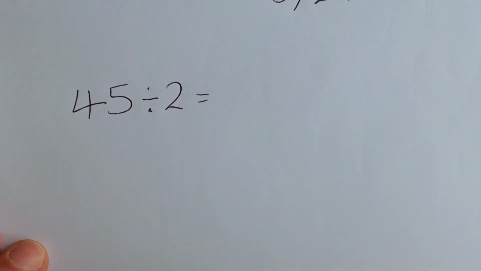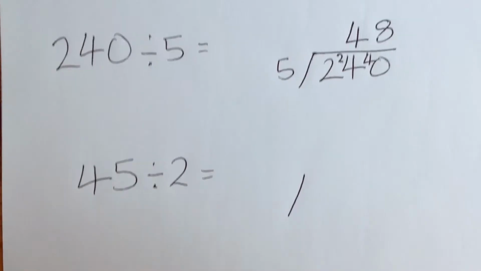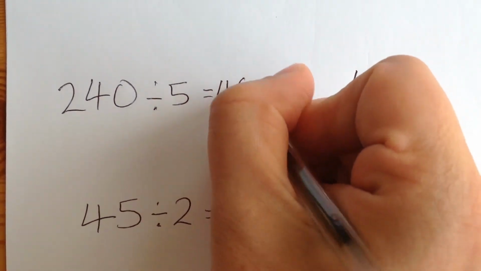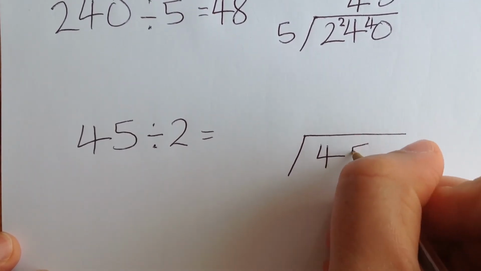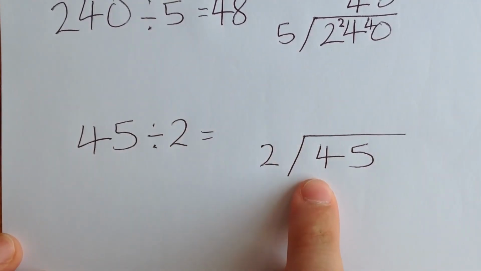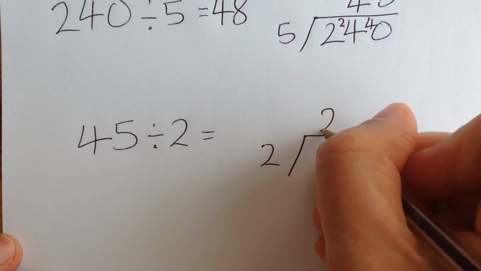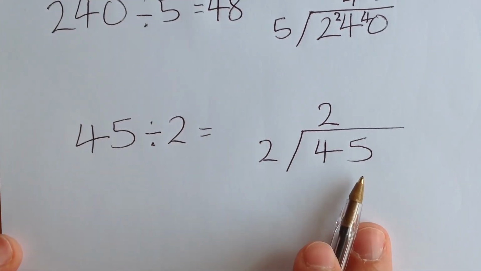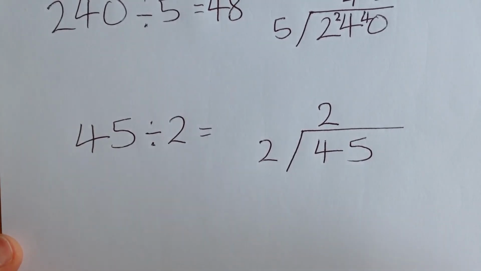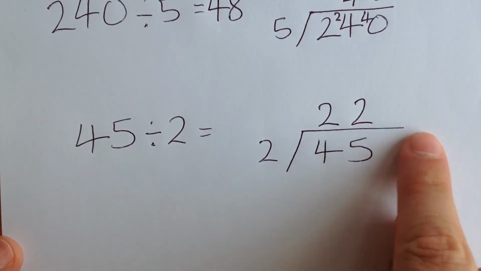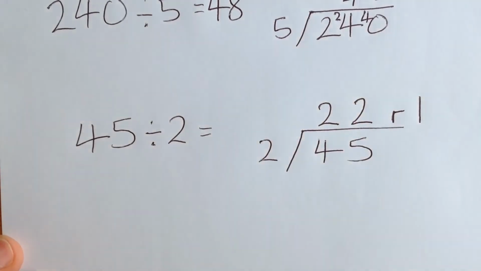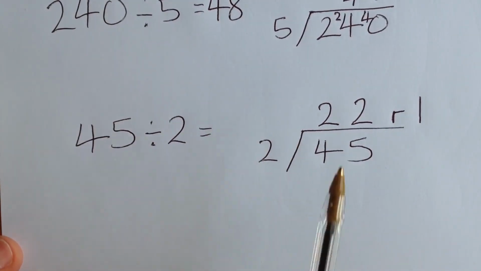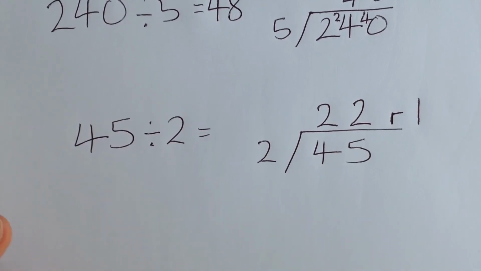And finally, 45 divided by 2. 48 was my answer there. I put 45 in the bus stop and the buses can carry 2 at a time. How many 2s are in 4? There are 2. And there's no remainder, so I'm now looking at how many 2s are in the 5. Well, 2 2s are 4. So that means there's 1 left over. I don't have any numbers to pass it on to, so I record it as a remainder. And what you'll notice, if you do 2 times 22, add 1, you should get the answer 45.